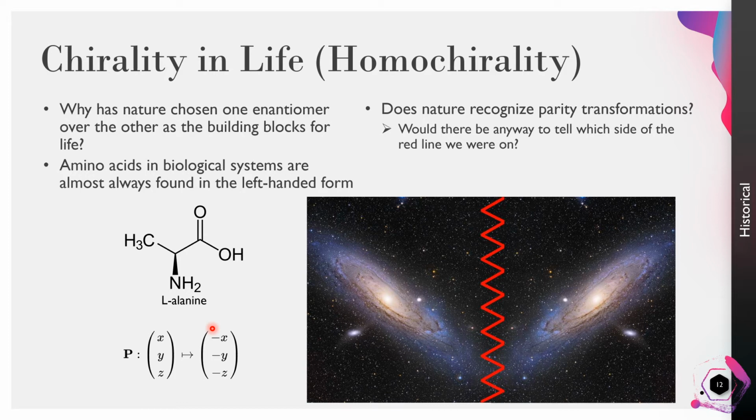And to do a parity transformation on a chiral compound, you end up with the other enantiomer, which, as we know, is non-superimposable on itself. So, are the laws of physics aware of these parity transformations?